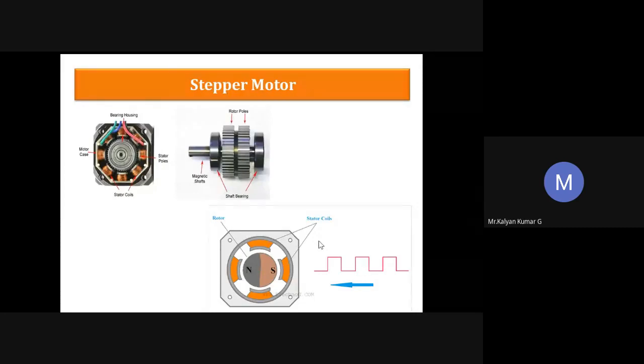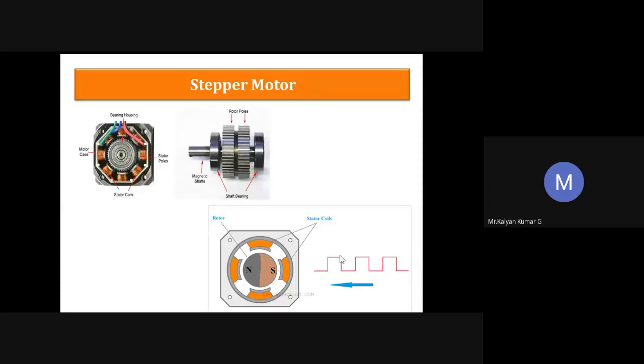As I said previously, any motor will have two windings, stator as well as rotor. In the case of a stepper motor, the stator windings are excited by electrical pulses, as I have represented here. For each pulse, the motor shaft advances by one angular step. You got my point.